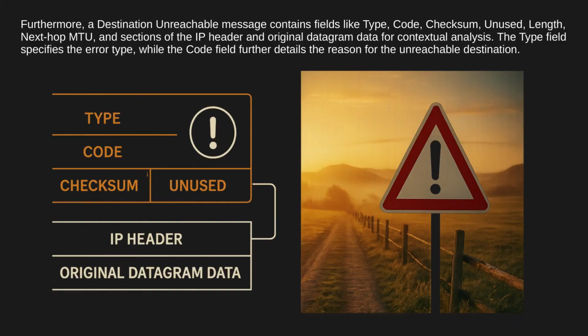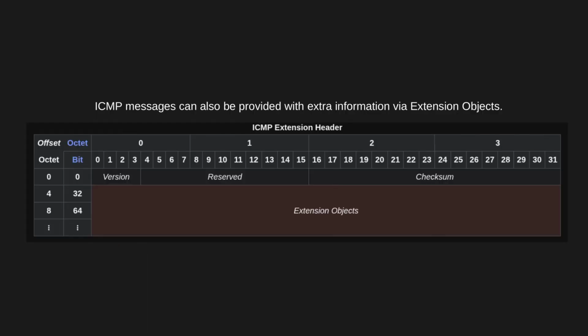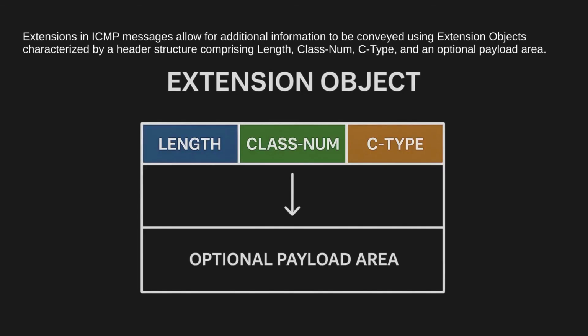Furthermore, a destination unreachable message contains fields like type, code, checksum, unused, length, next hop MTU, and sections of the IP header and original datagram data for contextual analysis. The type field specifies the error type, while the code field further details the reason for the unreachable destination. ICMP messages can also be provided with extra information via extension objects. Extensions in ICMP messages allow for additional information to be conveyed using extension objects characterized by a header structure comprising length, class num, C-type, and an optional payload area.